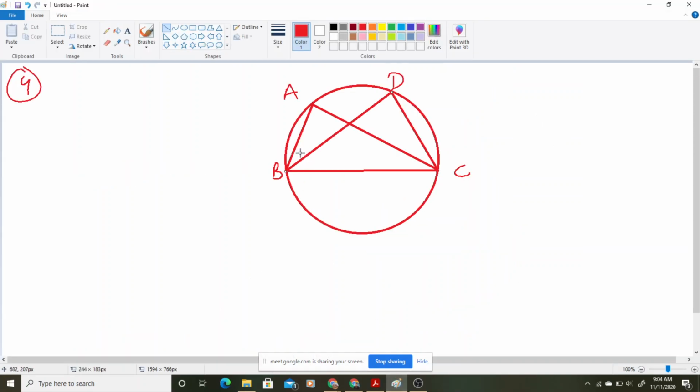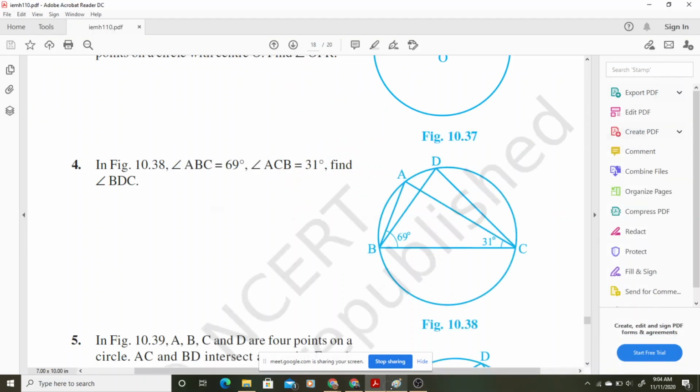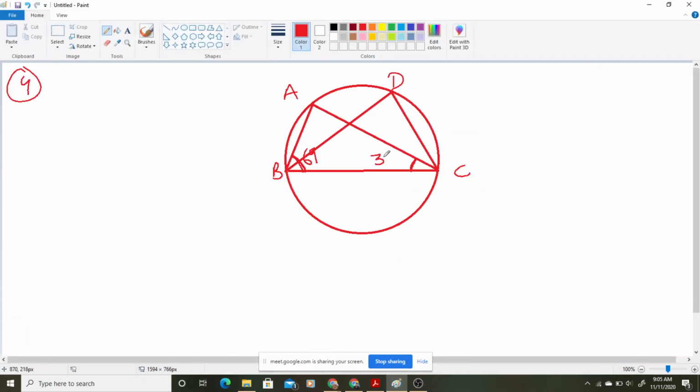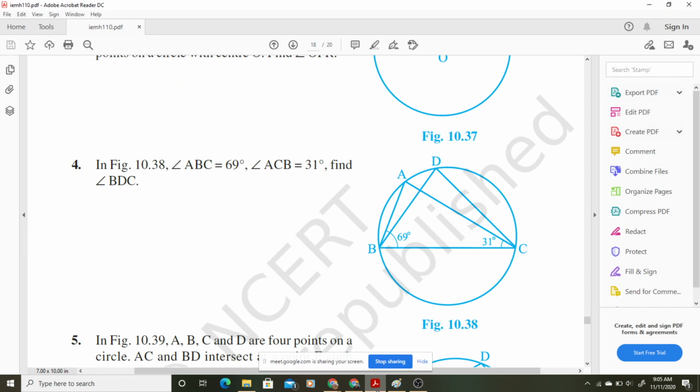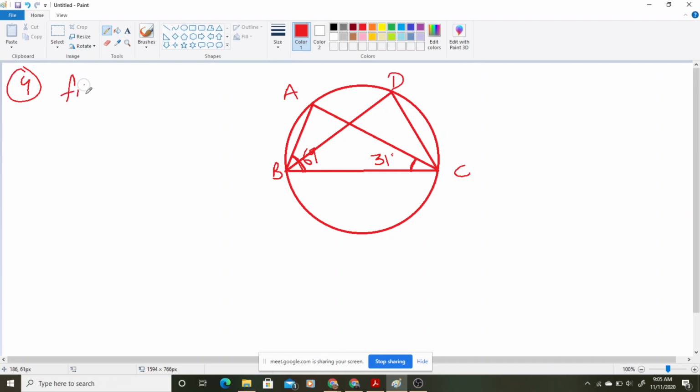This is 69, and this is given as 31. So what we need to find in this figure is angle BDC. So where is our angle BDC? This is the angle we need to find. ये वाला angle find out करना है.